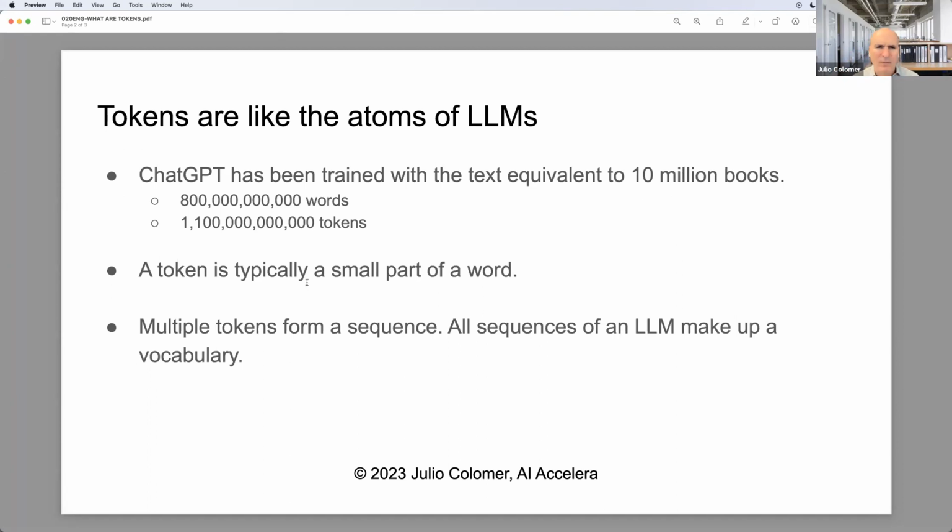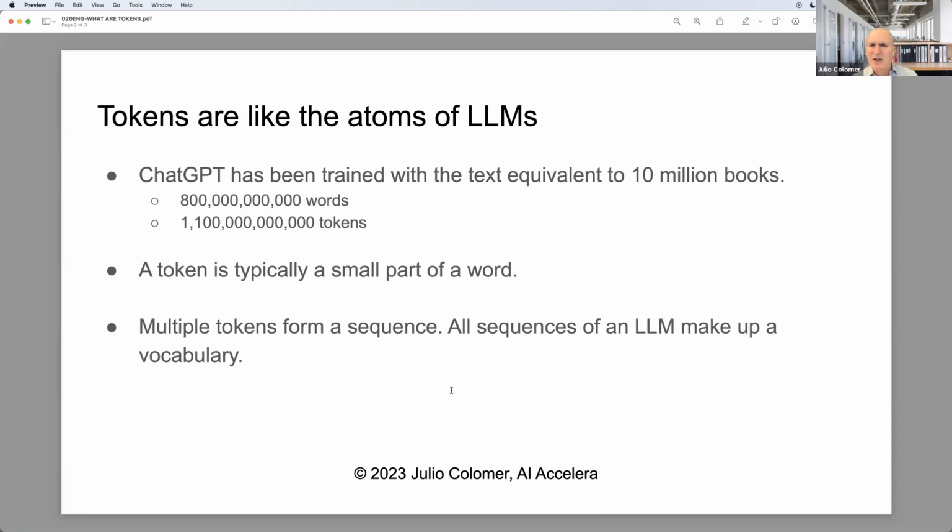Just a couple of ideas more than that. Sometimes you will hear about sequences. Don't worry, a sequence is just several tokens altogether. So multiple tokens form a sequence. And all the sequences of an LLM make up a vocabulary. Vocabulary is what we call all the different words that are included in the training of an LLM.